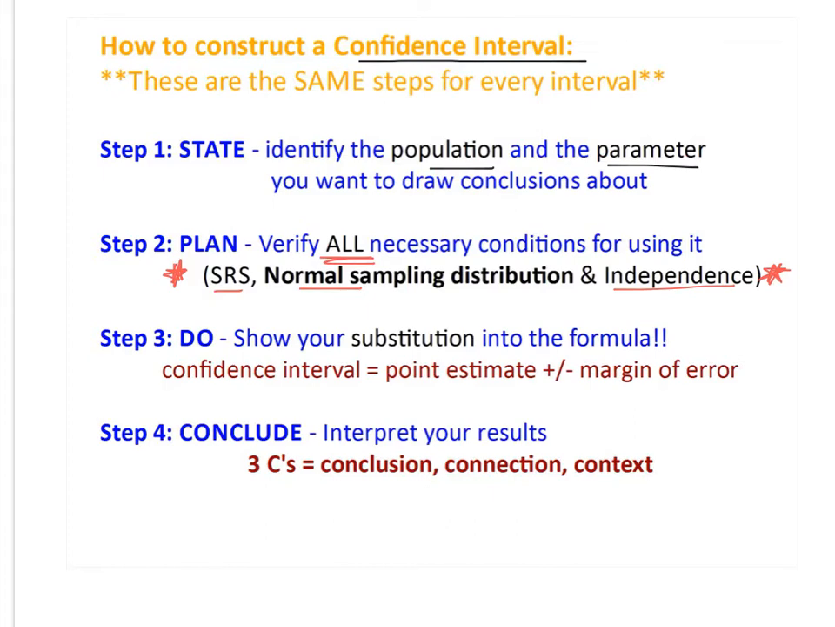Step 3 is the do step. You have to show your substitution into the formula. Even if you use your calculator, you have to show your substitution into these giant formulas that we're going to create. Lastly, conclude. We have to interpret my results. So what is my conclusion? Give the interval, connect it to the problem with some context. So these are my 4 steps.